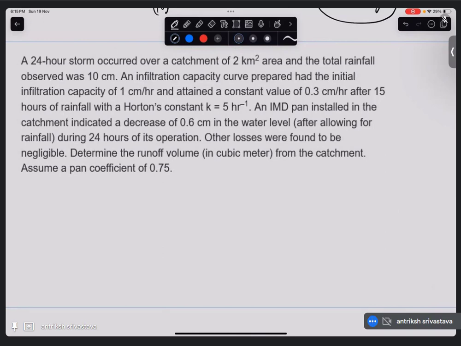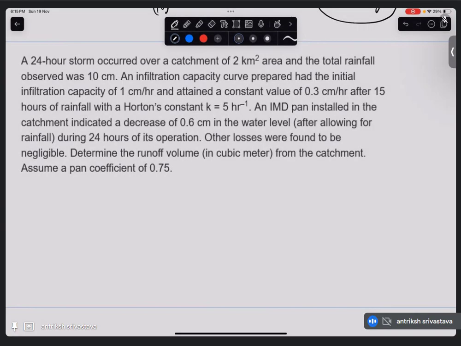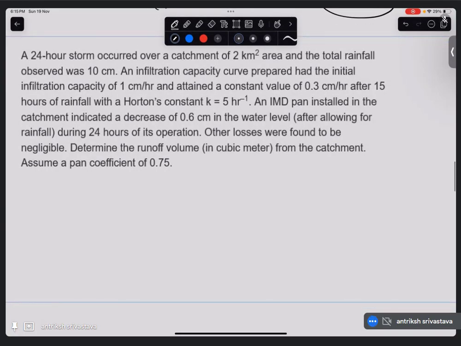So this is a very good question. We'll need to use some concepts to solve it. It may be simple, but it can create two mistakes. So let's read this question. We have a 24-hour storm that occurred in a catchment area. 2 kilometer square is the catchment area, and the total rainfall observed due to this storm is 10 centimeters.